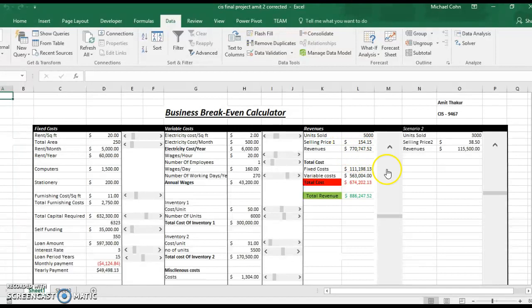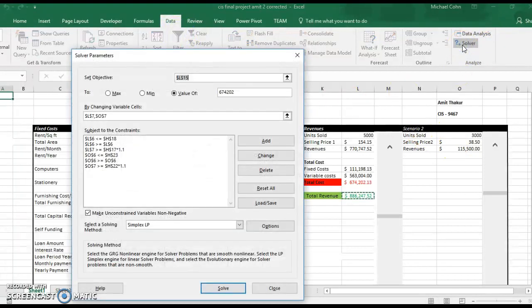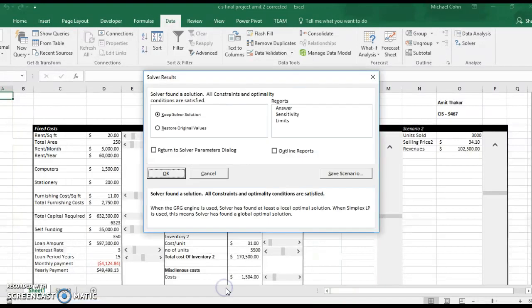Now that we have set the table up, let us try to find out what should be the selling price of product 1 as well as the selling price of product 2 so that we break even. To do that, let us use Solver. All you have to do is enter the total cost, that is 674,202, into the value of section, and I have set various parameters for Solver to follow, and all you have to do is click on solve.